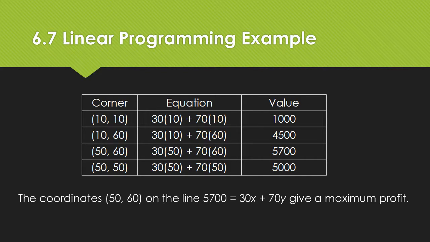In the left column, I've listed the corner points. In the middle, I've put each corner point in for X and Y in our equation. And on the right, I've listed what you get when you solve those. You'll notice that we have a maximum profit of $5,700 when you are making 50 MP3 players and 60 Blu-ray players.